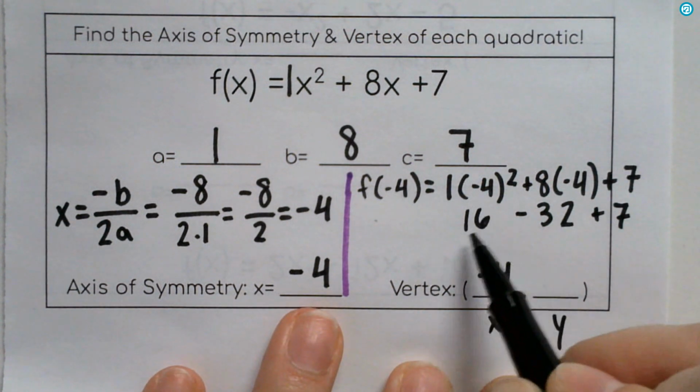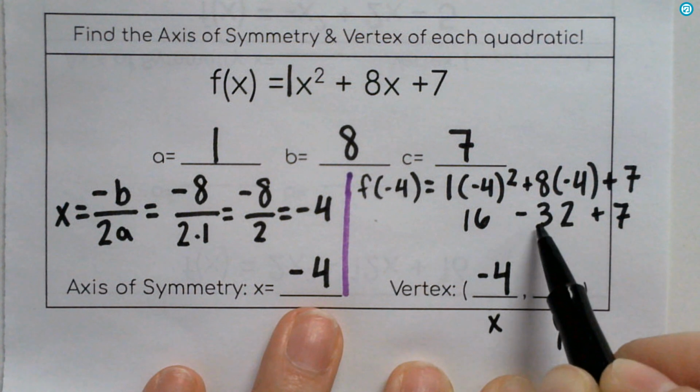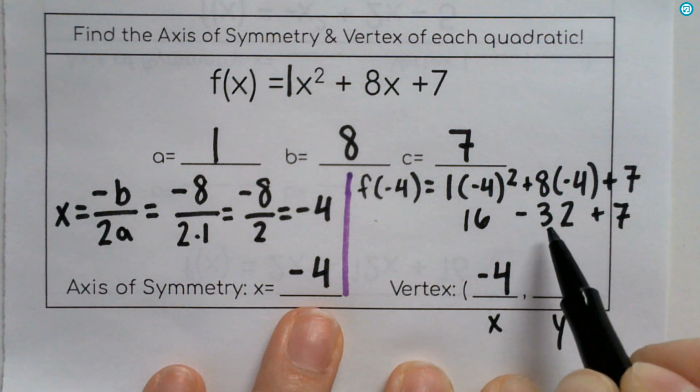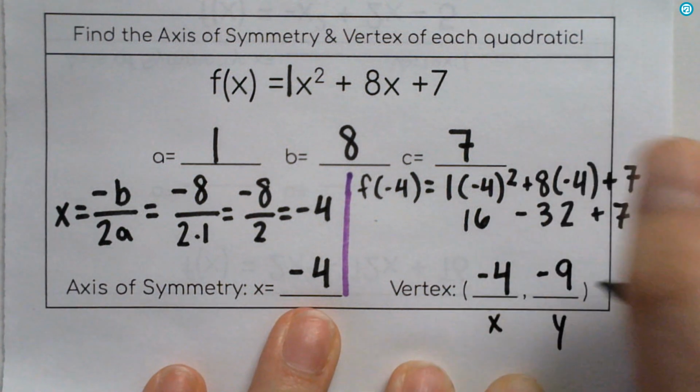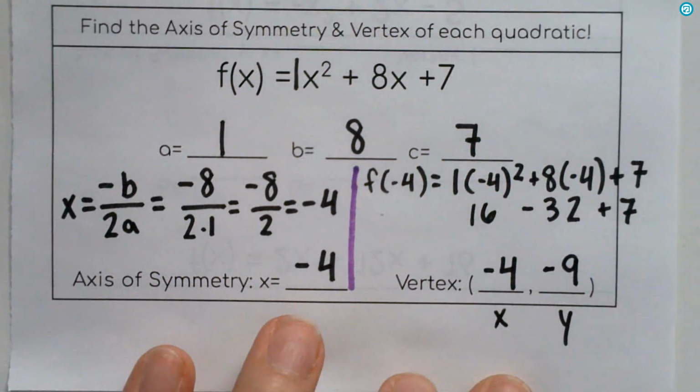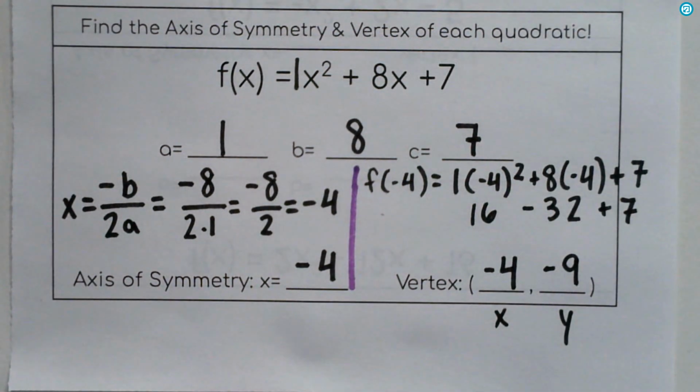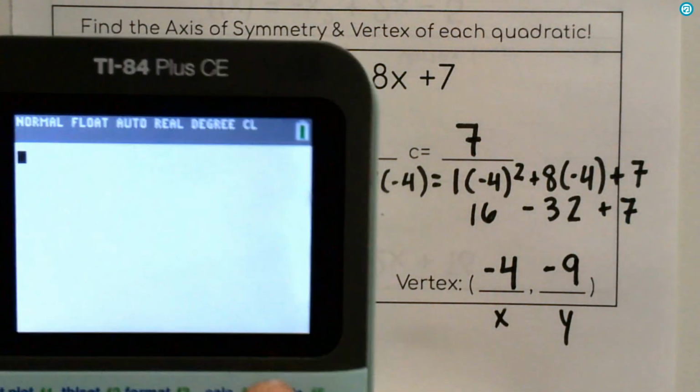And then I could work out what this is. 16 minus 32 is -16. Plus 7 is -9, which is my y value. So you can do it by hand if you want to. Most people are going to choose to do it in their calculator.